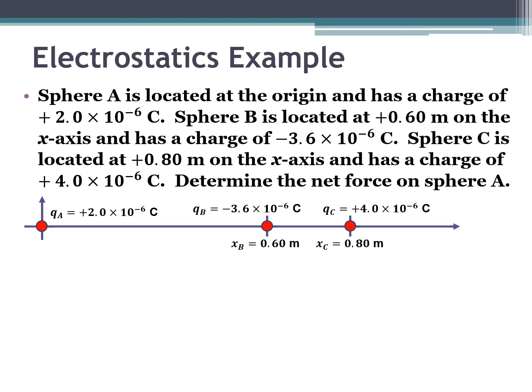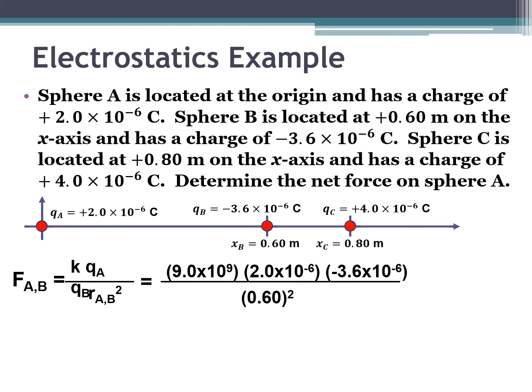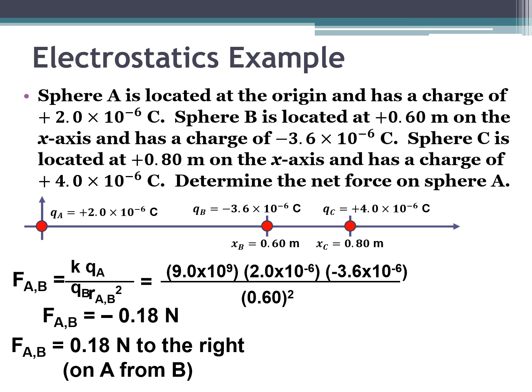We go ahead and figure out the net force on charge A, and the way we do that is we've got to first figure out the force of each of the other charges on A. So we need to figure out the force between A and B. We go ahead and take k times QA times QB divided by the distance between the two squared. That's going to give us 9 times 10 to the 9 times 2.0 times 10 to the negative 6 times negative 3.6 times 10 to the negative 6 divided by 0.6 squared. And that gives us negative 0.18 newtons. Now, that means attraction between A and B, but for A, what direction is that? That's going to be to the right. So the force between A and B is going to be 0.18 newtons, and charge A is going to be attracted to the right towards charge B.